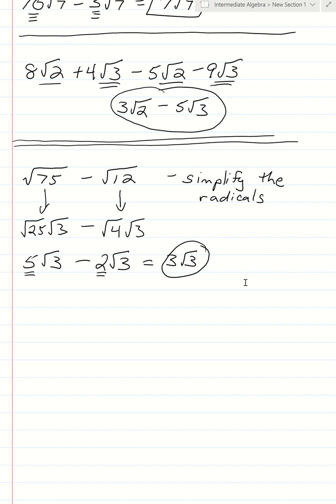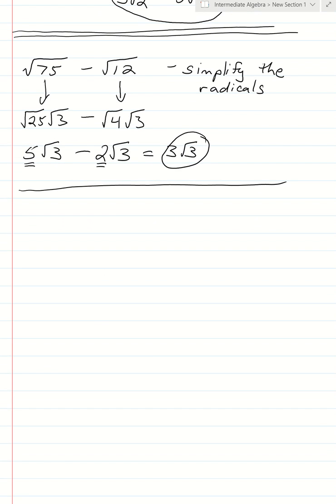Let's try another example. Let's say we have the square root of 32 plus the square root of 18. Once again, we don't have like radicals. Yes, they are both square roots, but they have totally different radicands, so we cannot add them yet. So let's simplify each radical first.